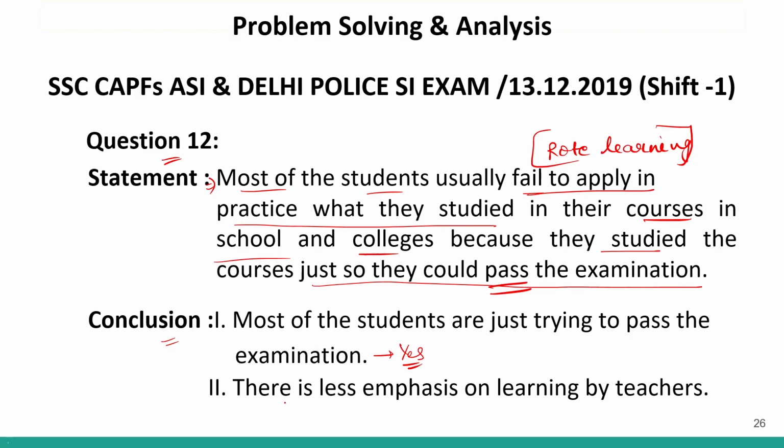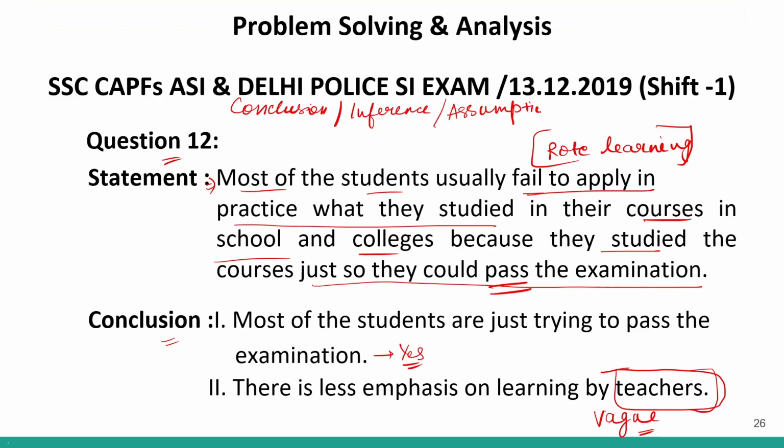Now, conclusion 2 says there is less emphasis on learning by teachers. Now, this conclusion is vague. Why? Because nothing about the teachers is mentioned in the statement. So there is a clear indication whenever an additional word is introduced in either a conclusion or an inference or an assumption, it is usually incorrect. An unrelated word. What could be a related word?